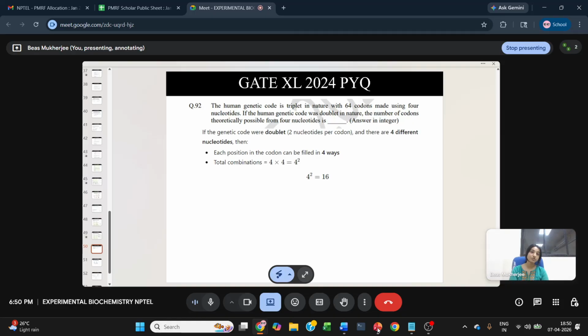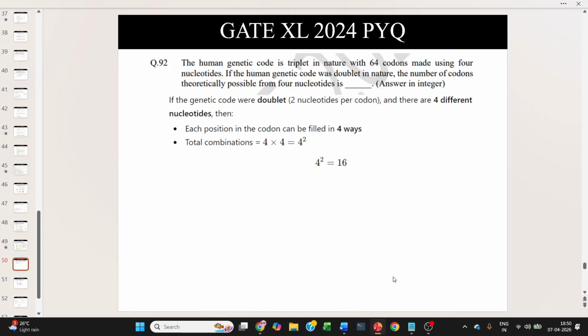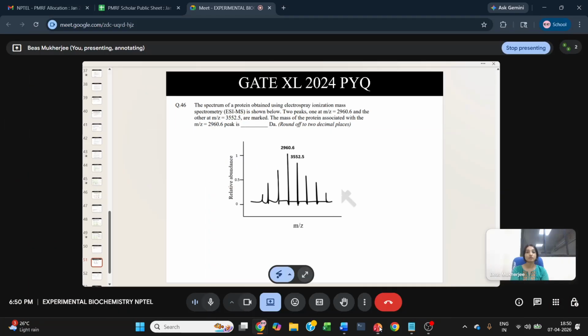So the total combination would be 4 into 4, that is 4 to the power 2, and 4 to the power 2 is equal to 16. So then the number of codons theoretically possible would become 16 instead of 64. So from where is 64 coming? 4 to the power 3 is 64, correct? That is why the total number of codons is 64.